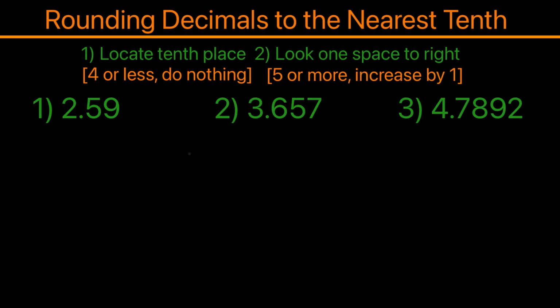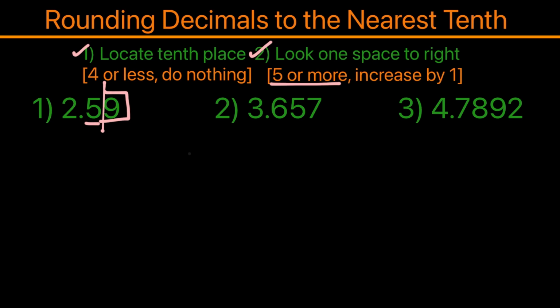Below are 3 examples. First one is 2.59. So the first step is to locate the tenth place, which is 5. Next, we look one space to the right. In this case, we have 9. Since 9 is 5 or more, therefore we need to increase the tenth place by 1.